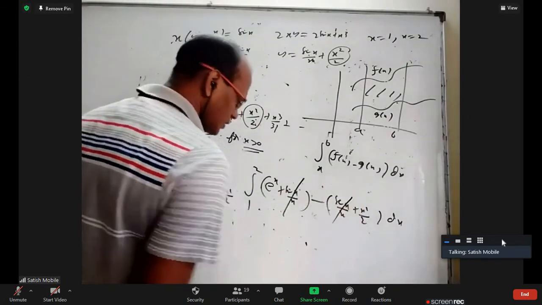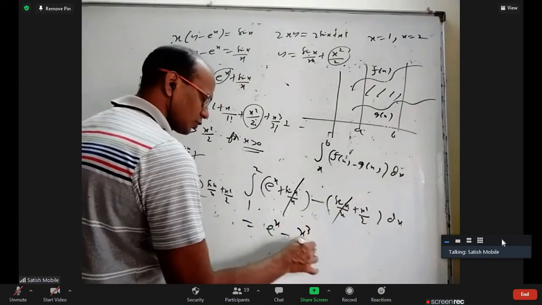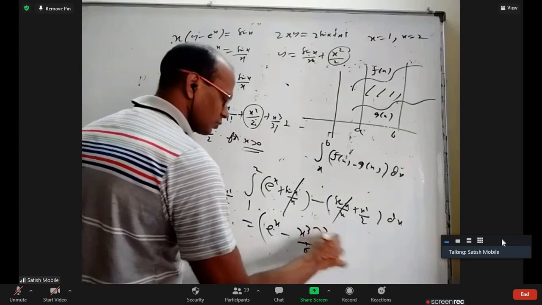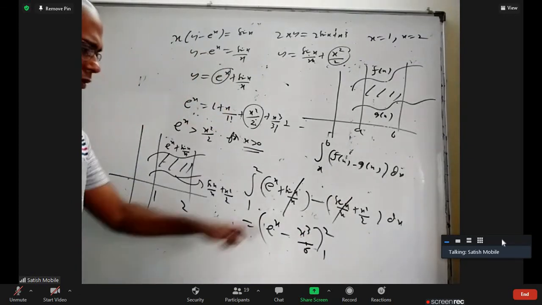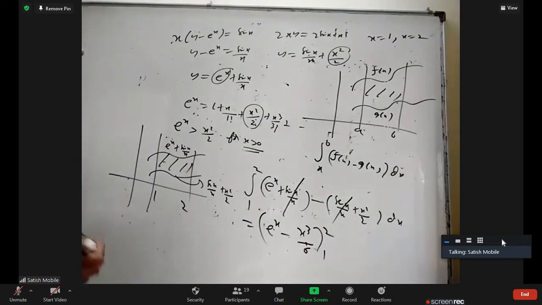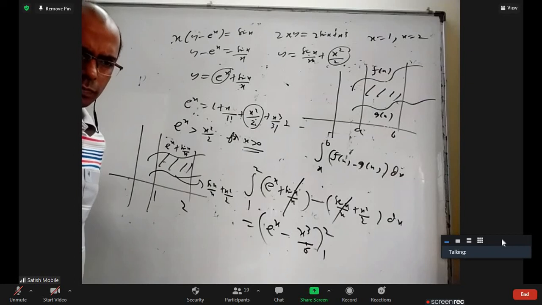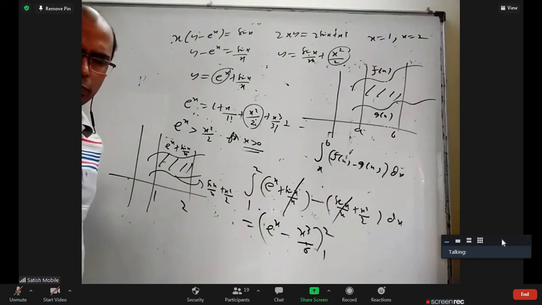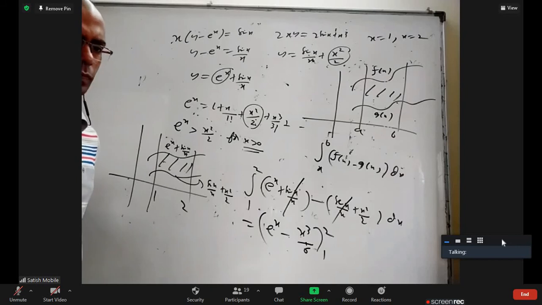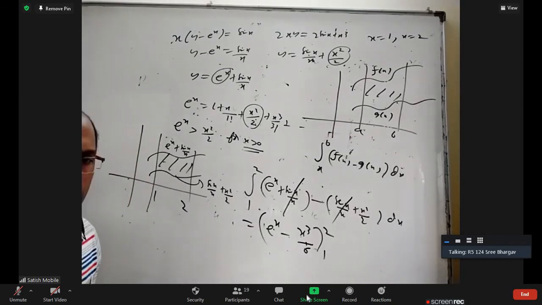Sin x by x will cancel. E power x integral is e power x, x squared by 2 integral is x cubed by 6, with the limits 1 to 2. Substitute 2, you will get some value, minus, substitute 1, you will get the answer. Is it okay? Or does anybody want any explanation more than this? Okay, I think it's okay for everyone. Bhargav, is it okay? Yes, sir. Okay.